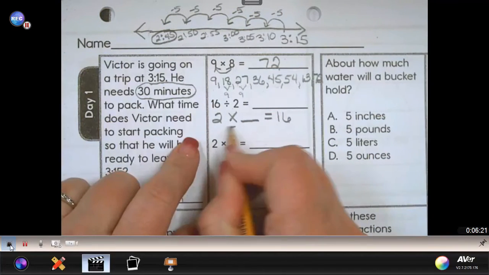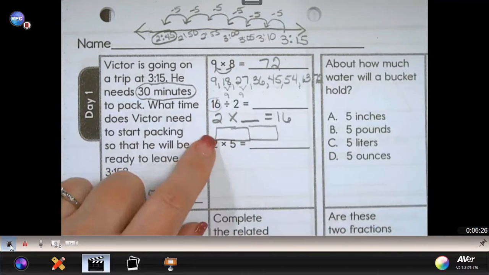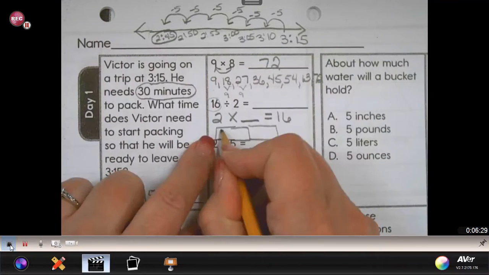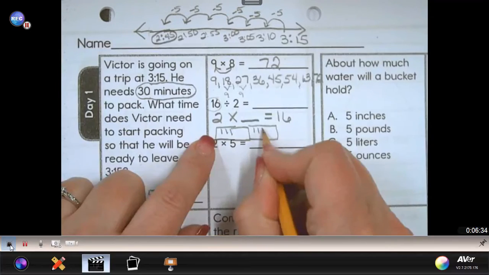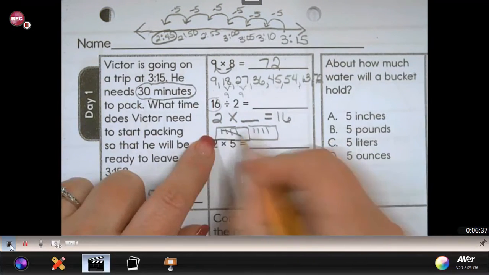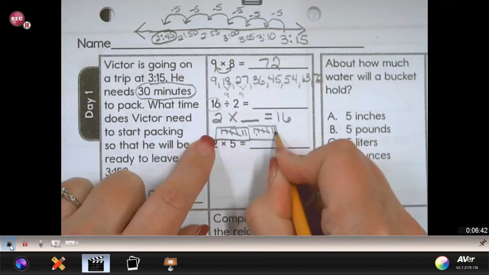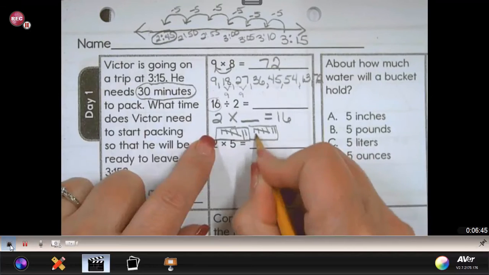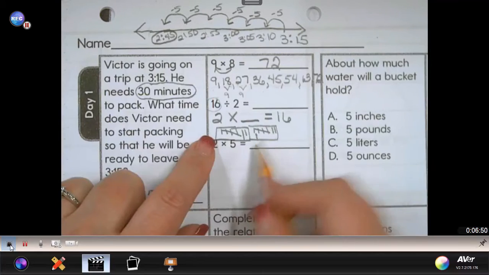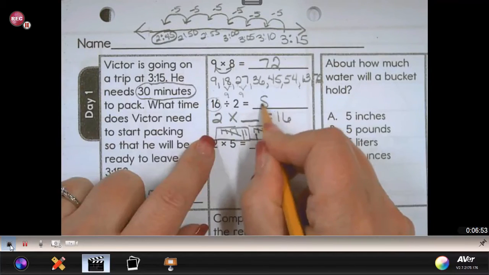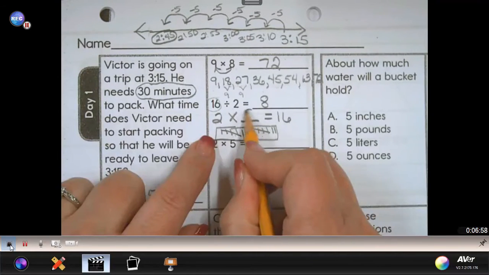Well, if I had 2 groups and I want to share these 16 objects equally, then I could start putting objects in. 1, 2, 3, 4, 5, 6, 7, 8, 9, 10, 11, 12, 13, 14, 15, and 16. So I have 5 and 3 makes 8, 5 and 3 makes 8. So how many is going to be in each group? 8 objects in each group. And I know that 2 groups of 8 gives me 16.